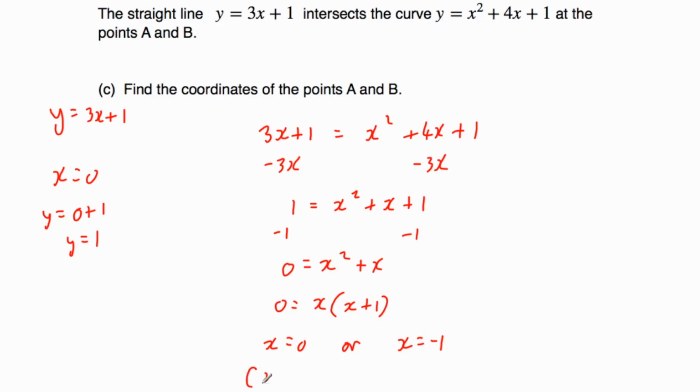So that would be the coordinate 0, 1. Because whenever x equals 0, y is equal to 1. So that's one of our coordinates.